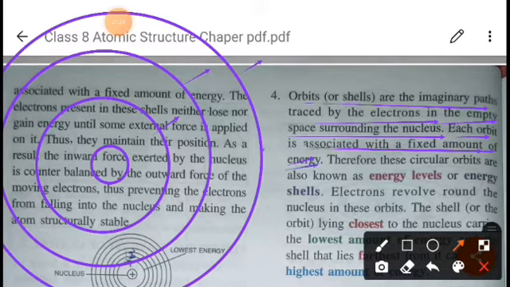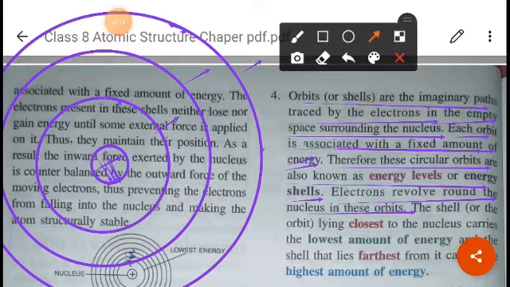Therefore, these circular orbits are known as energy levels. Since they have a fixed amount of energy, we call them energy levels or energy shells. Now next, the electron revolves around the nucleus in this orbit. This one is the nucleus, which is positively charged, and the electron revolves like this, either in this orbit, or this orbit, or this orbit. As you can see, the electron revolves around the nucleus in these orbits.